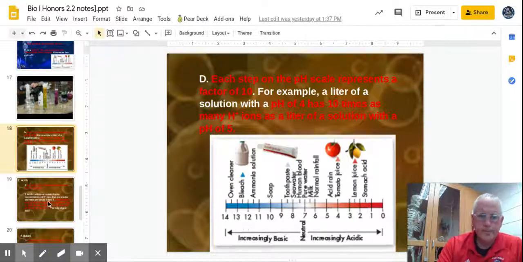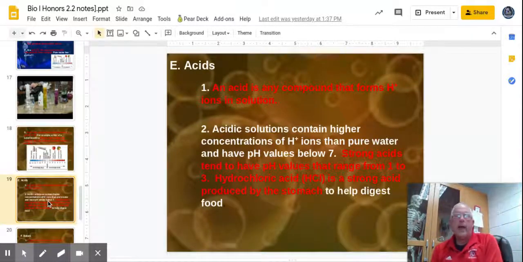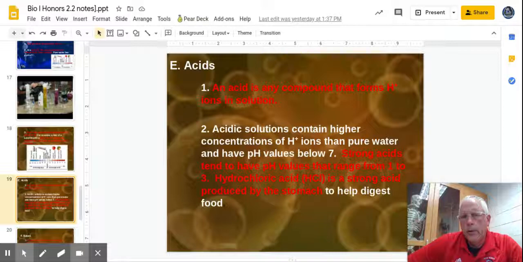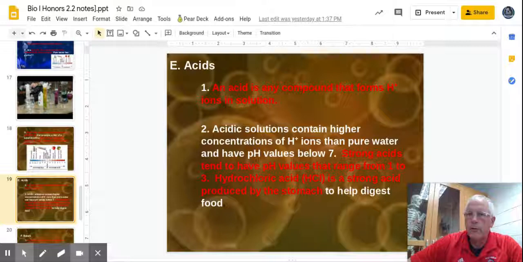Okay, so let's start with acids. Acids are anything below 7. So when you're doing testing, and we'll do this Monday, anything that's below 7 is going to be an acid. That means I have more hydrogens than OHs, more hydrogens than hydroxides.